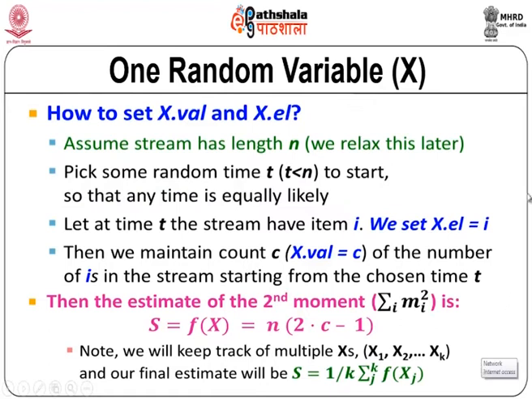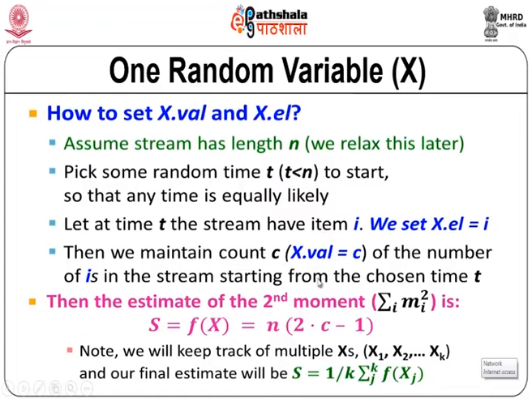If we are going to analyze this AMS method, let us start with, say, one random variable for the beginning. Assume the stream has a length n, and at a later point of time we can increase the length to greater than n. Now, we are going to pick at a random time, say t, which is less than n, and then we are going to identify the value of x. The value of x is saved in x dot val.